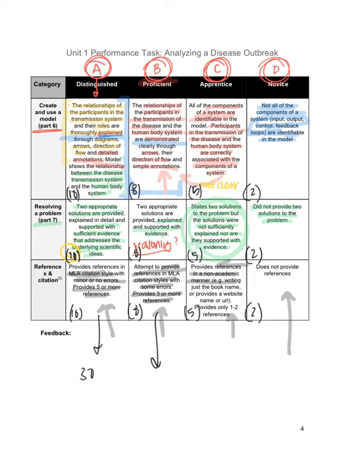Okay, well, it's out of 30 points. And that will show you an example of how we're going to be grading your performance task, okay?